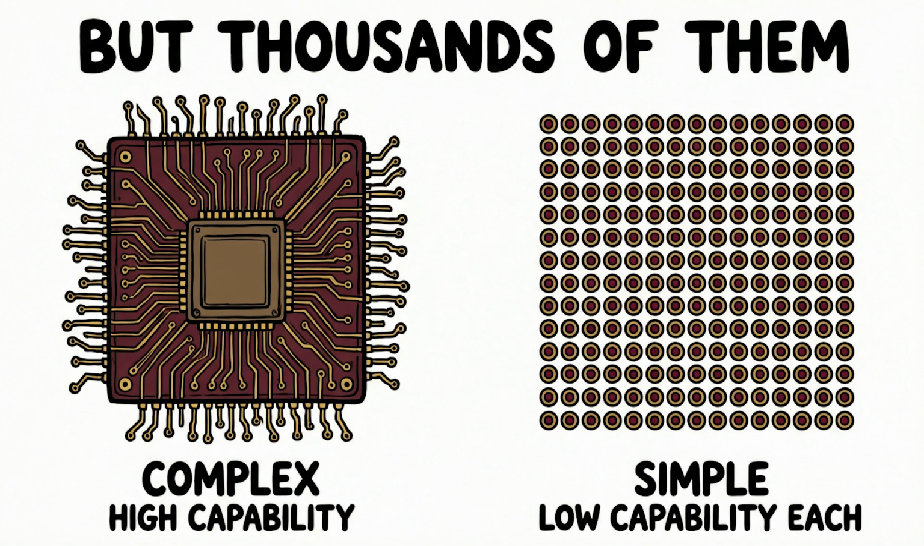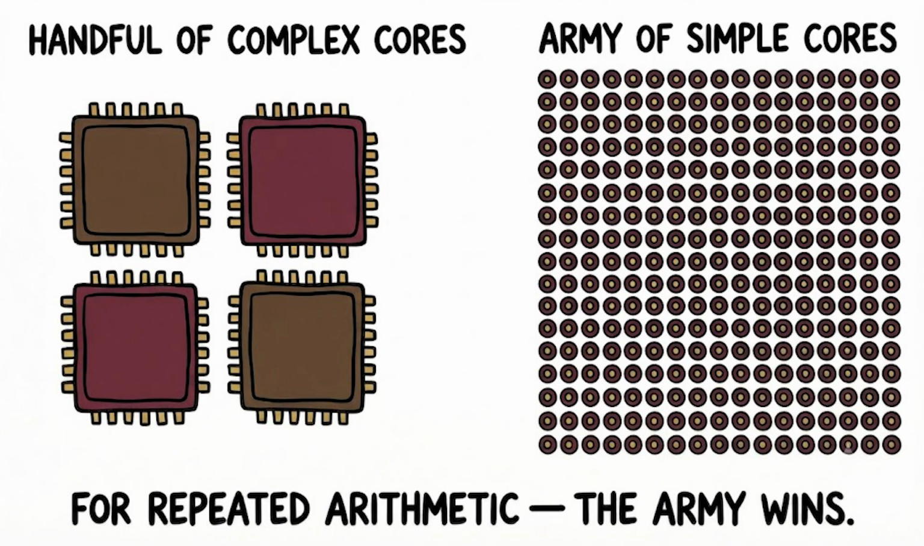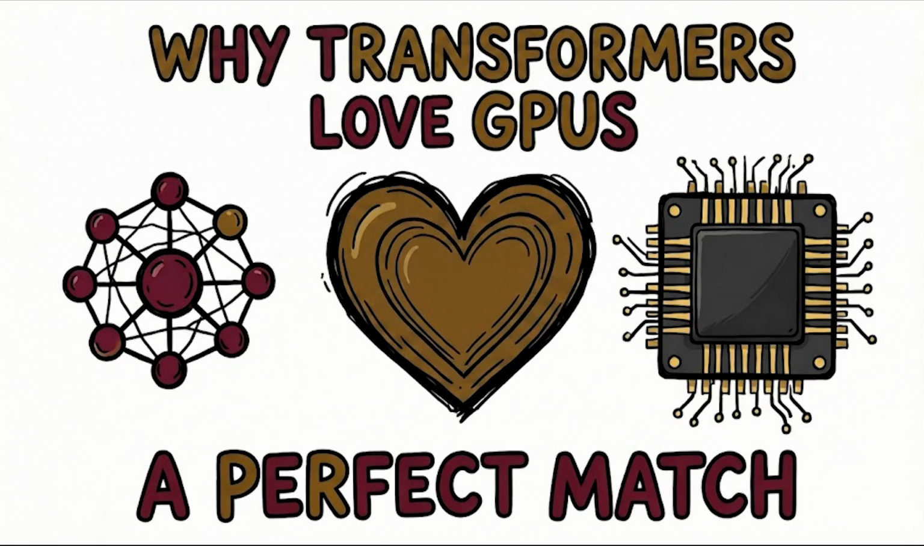Each individual core is far simpler than a CPU core. But when your workload is the same arithmetic operation repeated billions of times, as in training a neural network, that army of simple cores is far more powerful than a handful of sophisticated ones. Let's look at why transformers love GPUs.